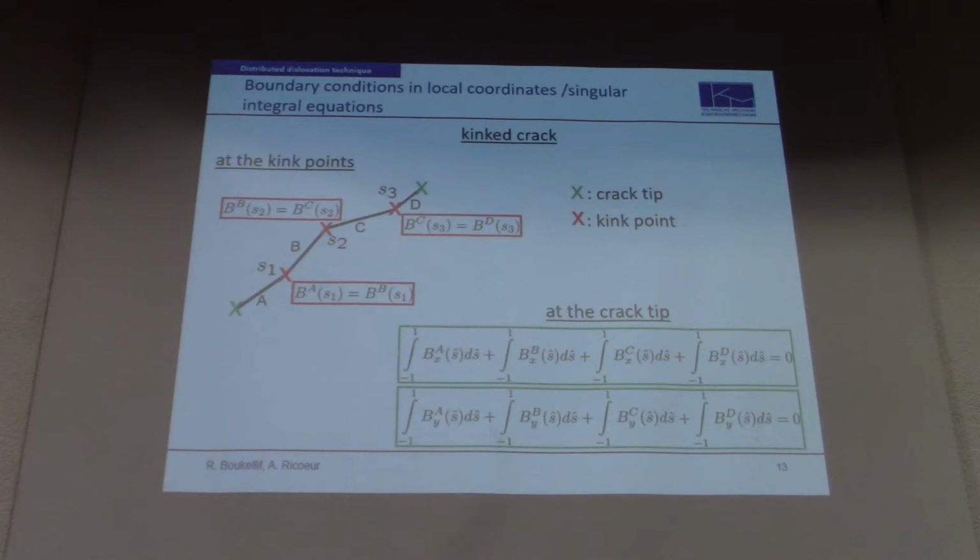If we have a kinked crack, the boundary conditions at the kink point are the same as for the corner, and we have also here that the displacement jump at the crack tip is equal to 0. And we get then our integral equations. These integral equations are singular integral equations containing a Cauchy kernel. Therefore, it is convenient to use a numerical solution.